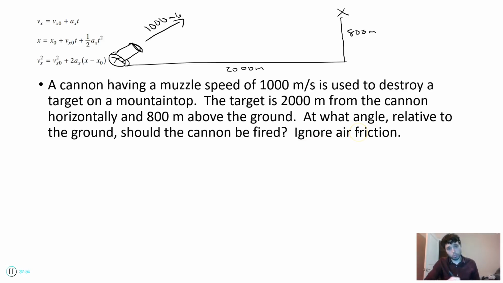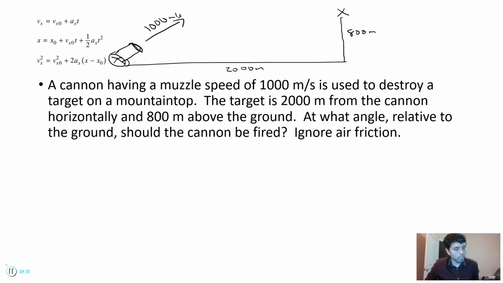Ignore air friction. Well, thank goodness we're ignoring air friction. All right, so at what angle? Now I'll give you a hint ahead of time. There are actually two angles that we can fire at. If he fires it really high up and it comes down on its way down and hits the target, that counts. Or he can fire it at a flatter angle so that it hits the target on its way up. So those are the two angles that you can find here.